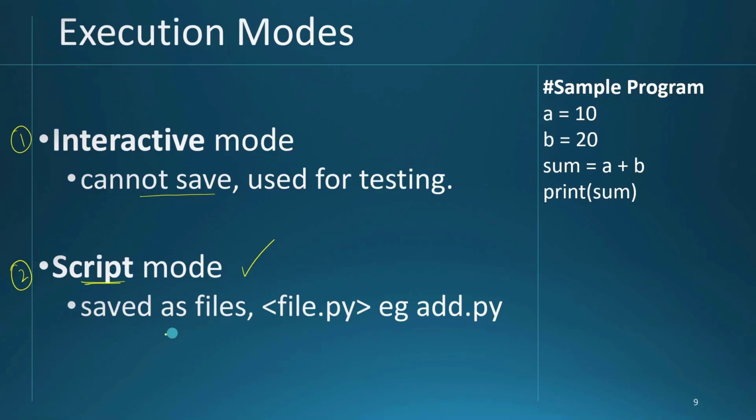The advantage of script mode is that you can save the file. When you save the file, you have to give the name of the file as filename.py. So always remember this: a Python program should end with .py. For example, we have created a program over here.